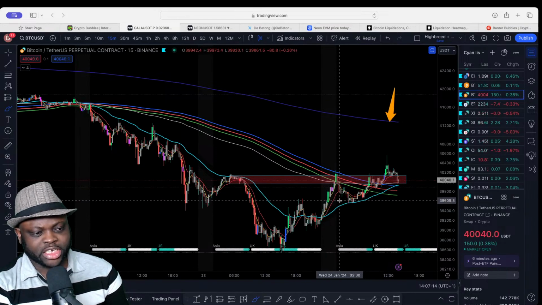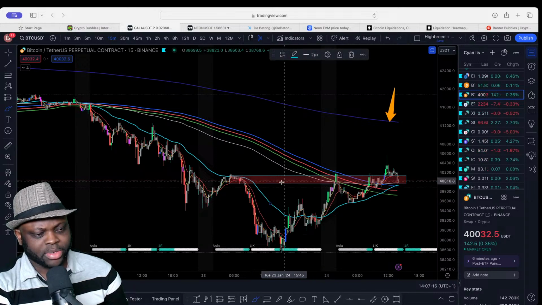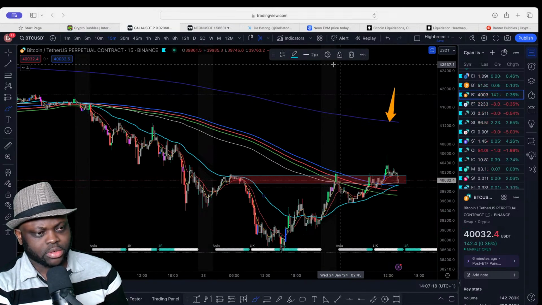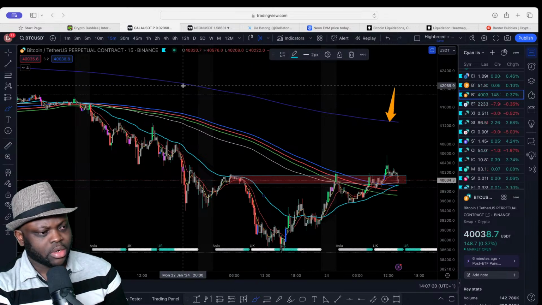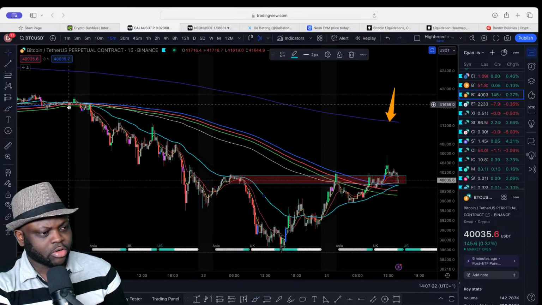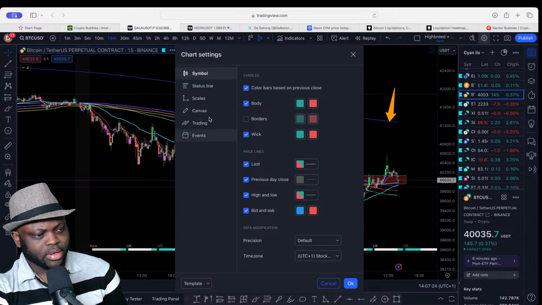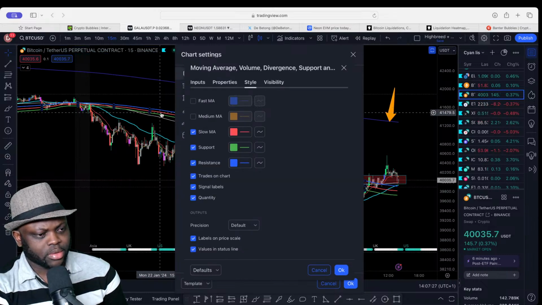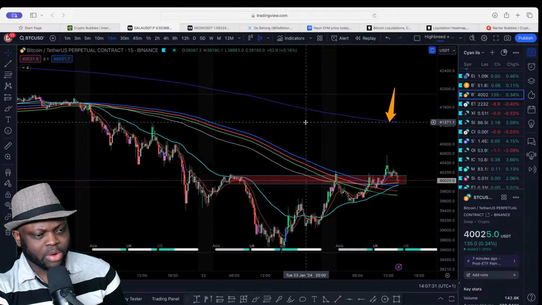This other moving average, let me change it to yellow. I want to change this to yellow, quickly. Okay. Anyway, let me just leave it for now.